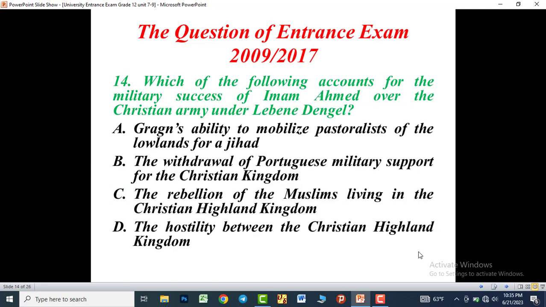Question number 14. Which of the following accounts for the military success of Imam Ahmad over Christian armies under Lebna Dengel? A. Grand ability to mobilize pastoralists of the lowland for a jihad. B. The withdrawal of Portuguese military support for the Christian kingdom. C. The rebellions of the Muslims living in the Christian Highland kingdom. D. The hostility between the Christian Highland kingdom. Question number 14, correct answer is A.